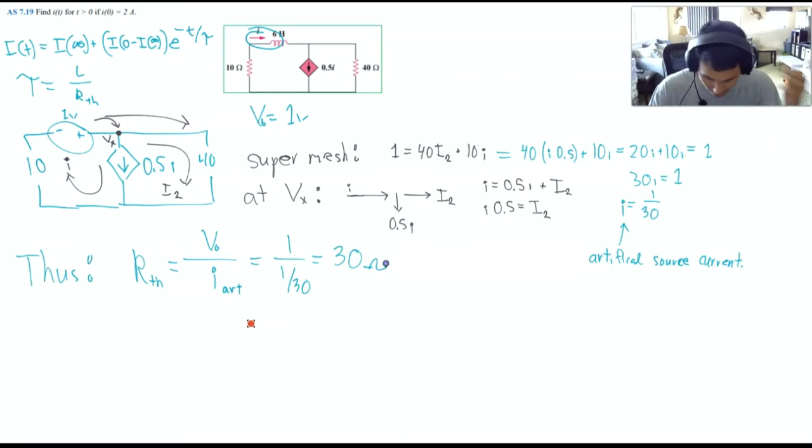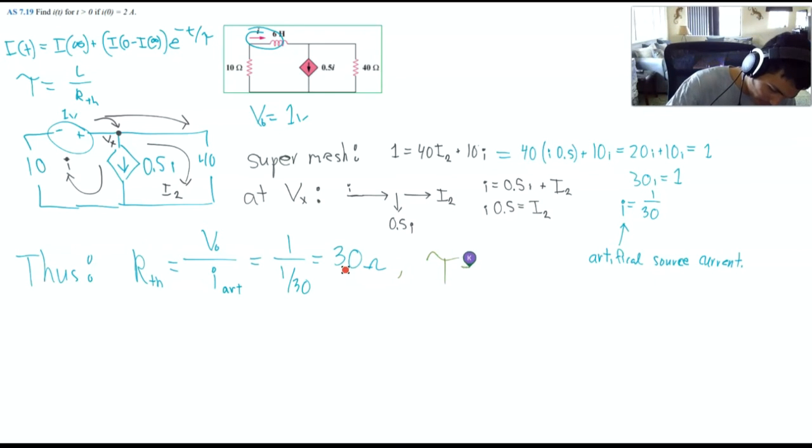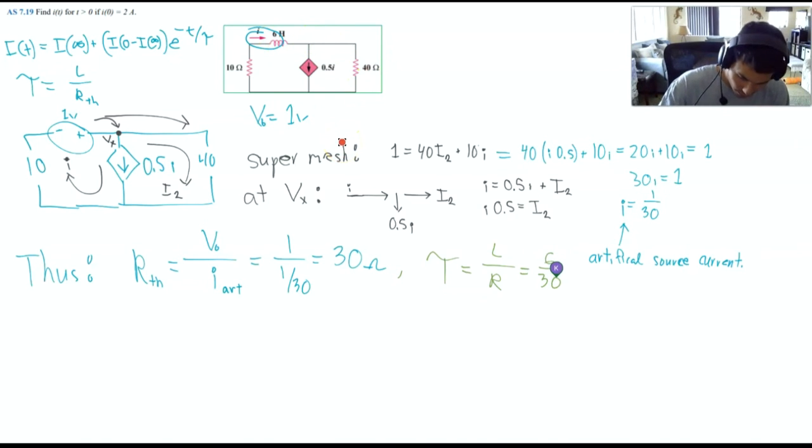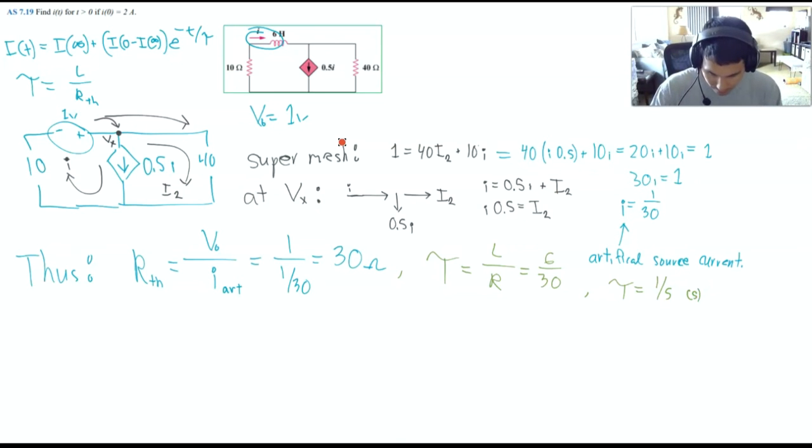Okay. So now, all of this for really this one piece of information is a lot of work just for some resistance. Okay. So now we can find what tau is. So tau is equal to L over R. And L is 6, so it's going to be 6 over 30. And we can see that tau is 1/5. Okay, that's good. And units for tau is seconds, by the way. It's a time constant.